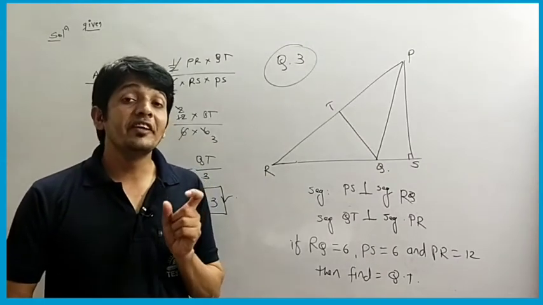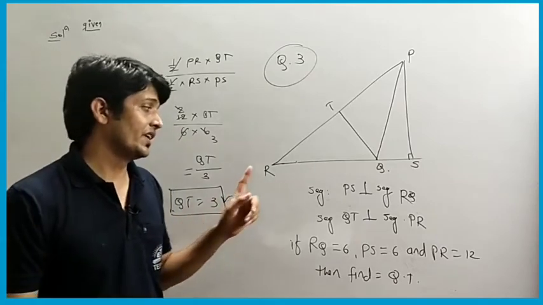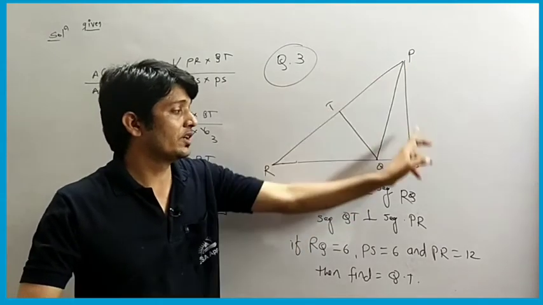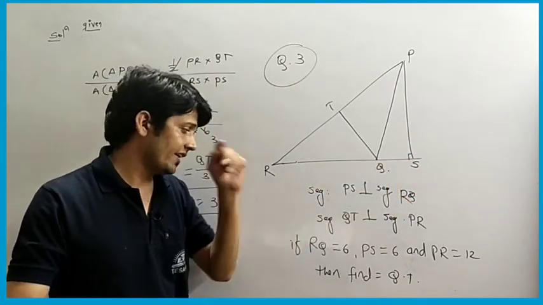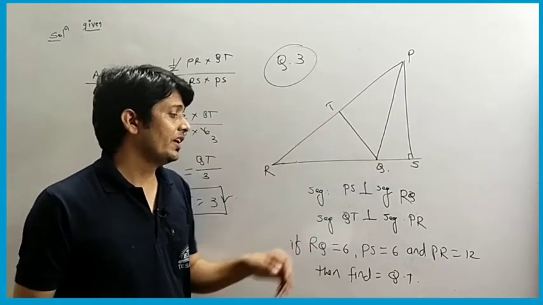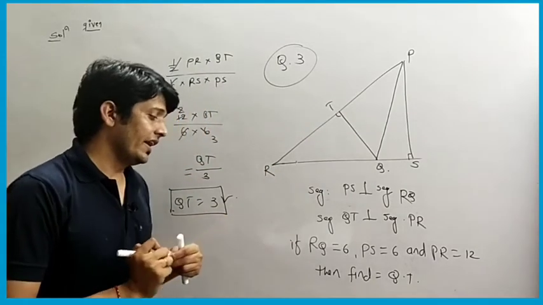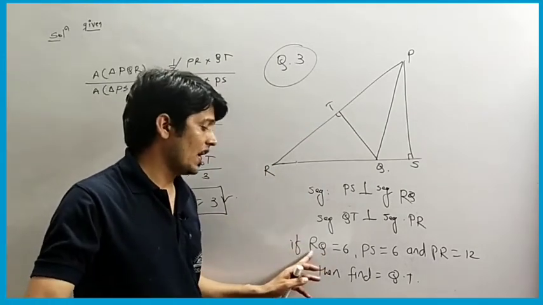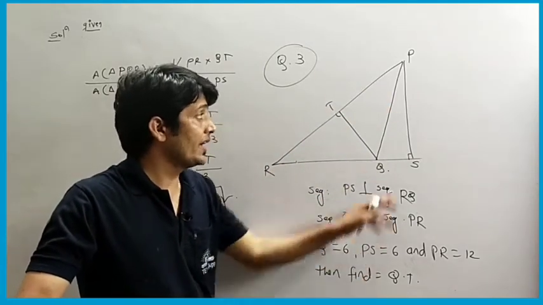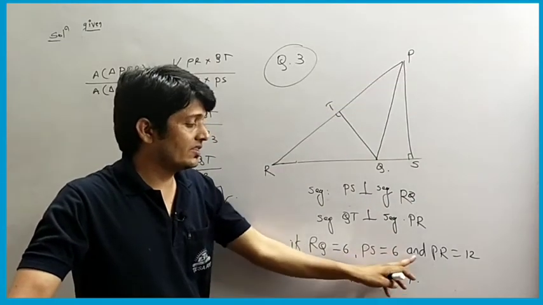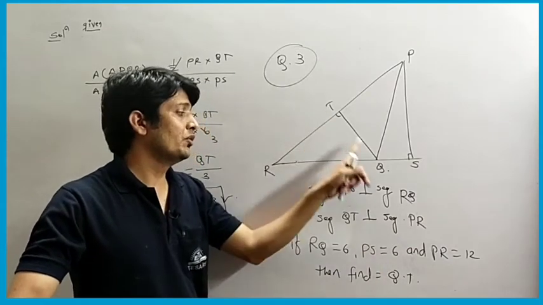So student, I am giving you the hint to solve the third problem of your exercise 1.1. We have segment PS, that is this one. PS is perpendicular on RS, and QT is perpendicular on segment PR. Given RQ is 6, PS is again 6, and PR is 12. Then find QT. This QT we have to find.